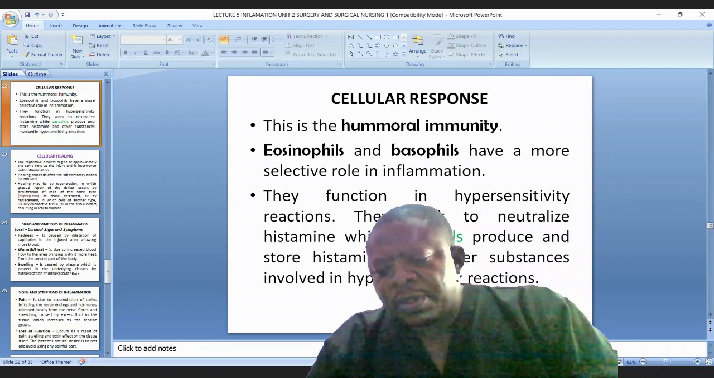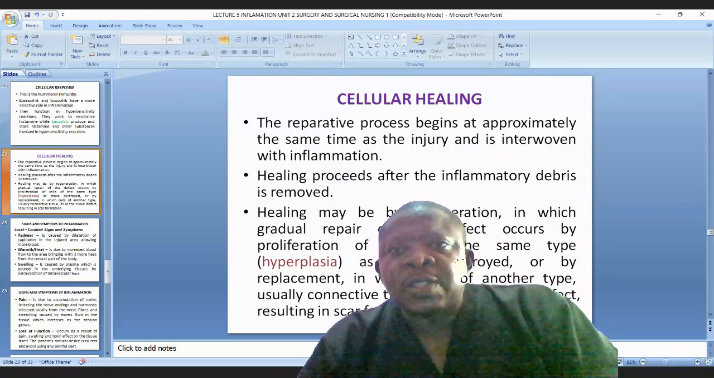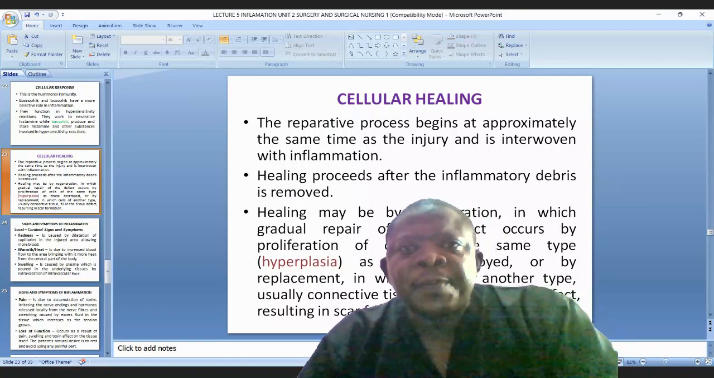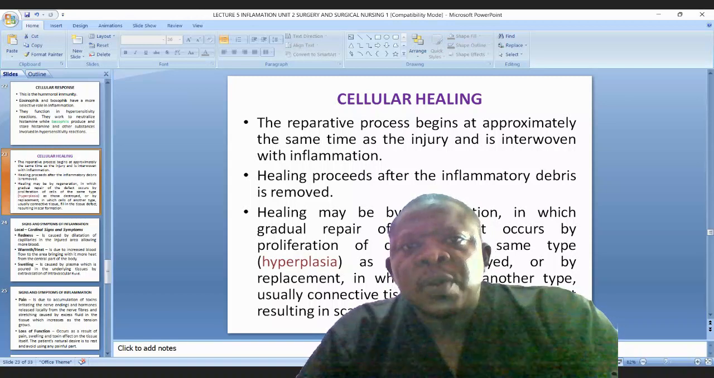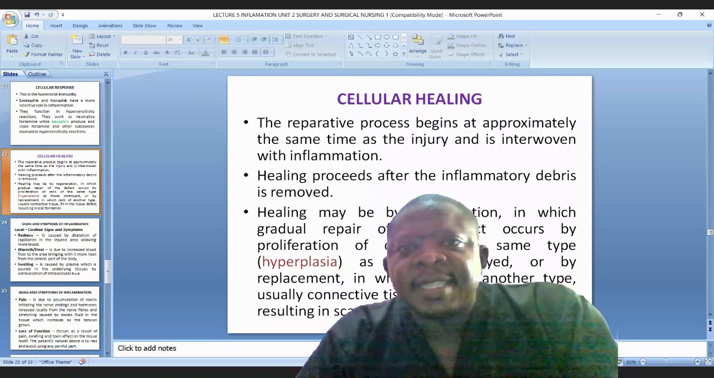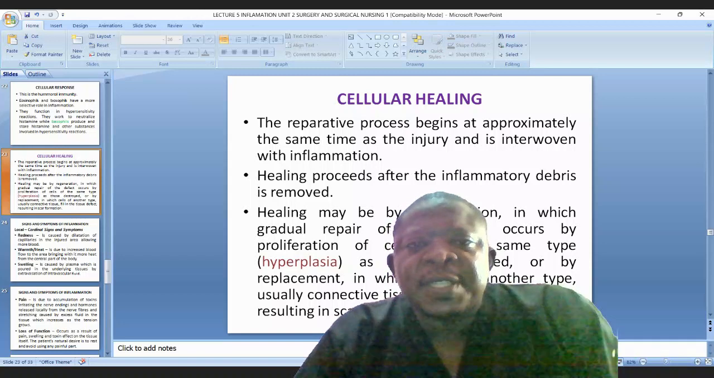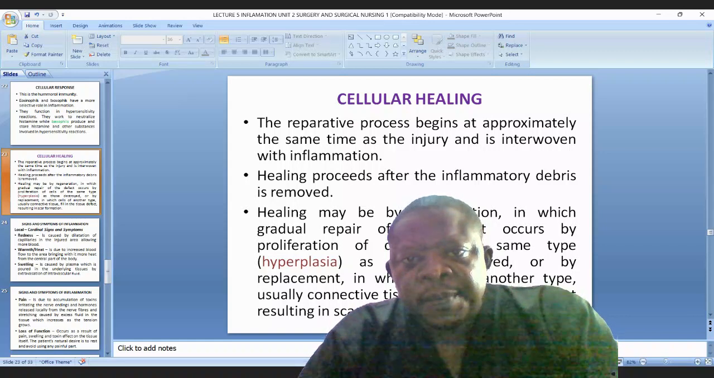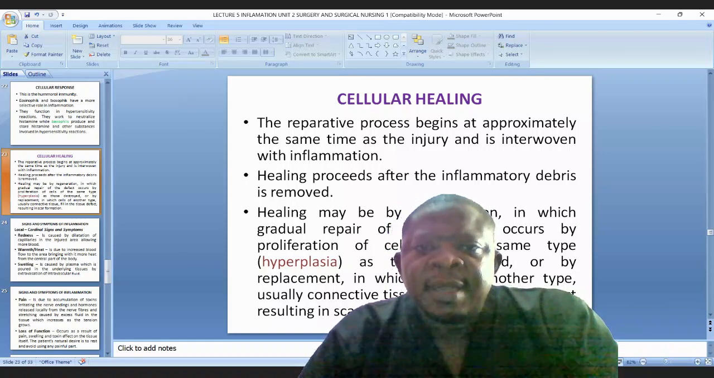So the reparative process begins at approximately the same time as the injury, and it is interwoven with the inflammation. Healing proceeds after the inflammatory debris is removed. Healing may be regeneration, in which gradual repair of the defect occurs by proliferation of cells of the same type. When there's proliferation of these cells of the same type, we call this hyperplasia, as those that were destroyed, or by replacement, in which cells of another type, usually connective tissue, fill in the tissue defect, resulting in a scar formation.